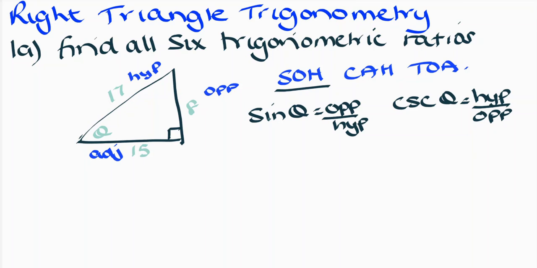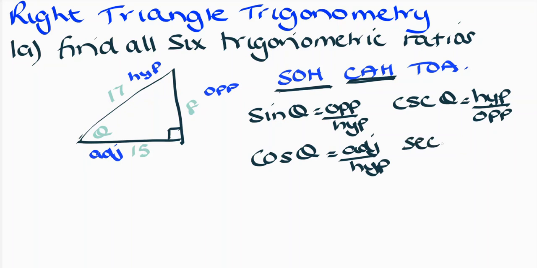Okay, the next is cosine. So cos of theta is A for adjacent over H for hypotenuse. Now we have the secant of theta. This is the reciprocal of cosine, so this would be hyp over adjacent.